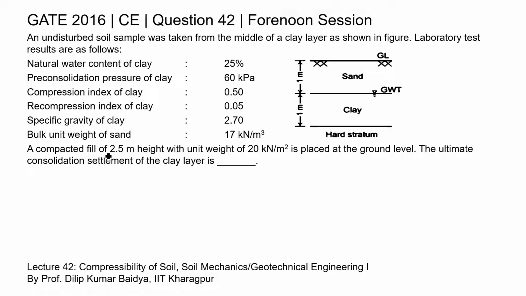Now a compacted fill of 2.5 meter height with unit weight of 20 kilonewton per meter cube is placed at the ground level. Suppose this is here at this point. So this is a fill of height 2.5 meter and unit weight 20 kilonewton per meter cube. Now we need to compute the ultimate consolidation settlement of the clay layer.